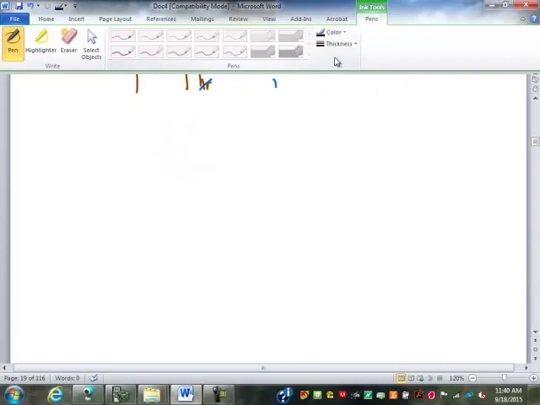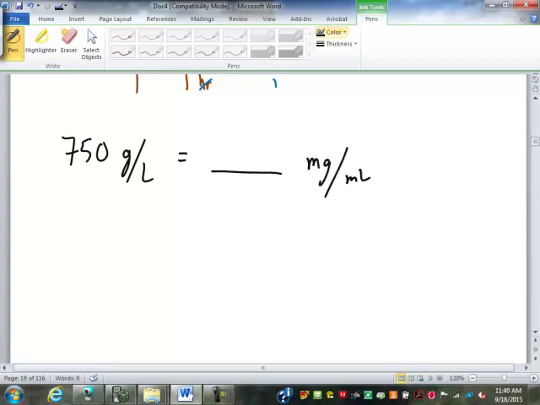But we might run into things like 750 grams per liter, and want to convert it into milligrams per milliliter. So again, 750 grams over 1 liter. We're changing into milligrams per milliliter.